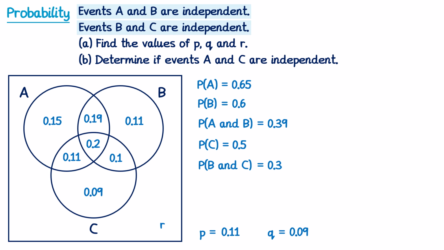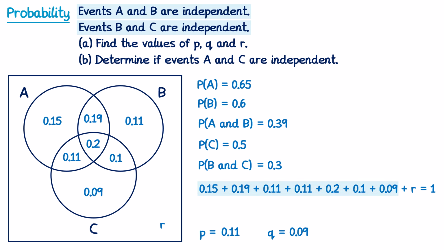Well, we actually now have all of the probabilities inside the Venn diagram apart from r, so we know that all of them must add together to give 1. So if we add up every single probability, including r, this must equal 1. If you then simplify all of this, you get 0.95, so we have 0.95 plus r equals 1, and if you subtract 0.95 from both sides, you find that r is equal to 0.05. So r is equal to 0.05, and we've completed the first part of the question.